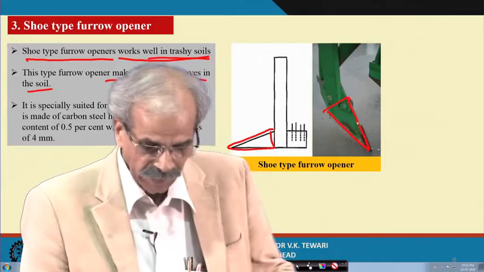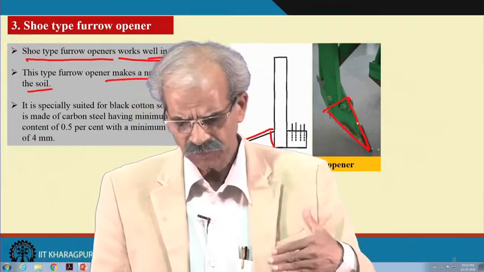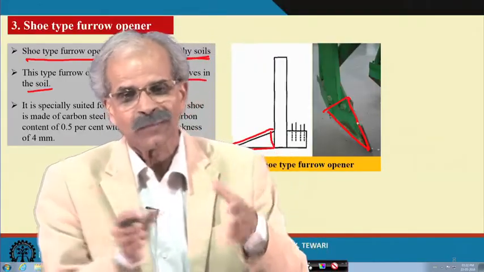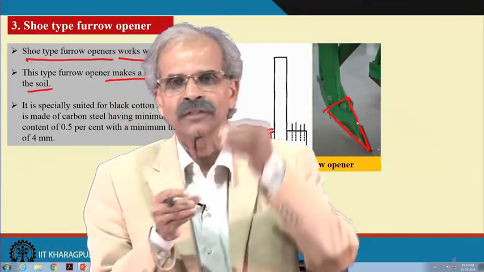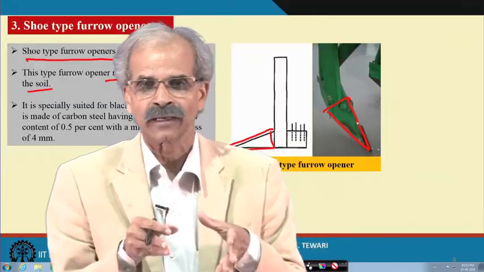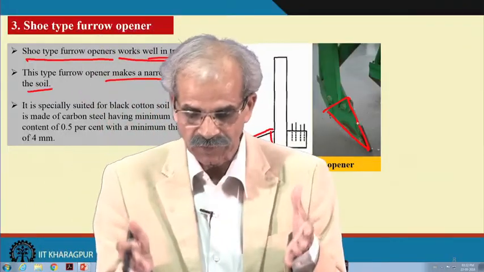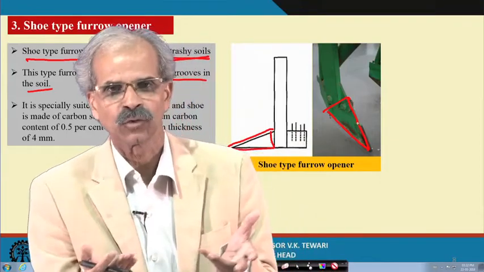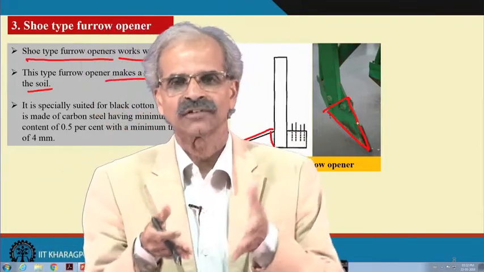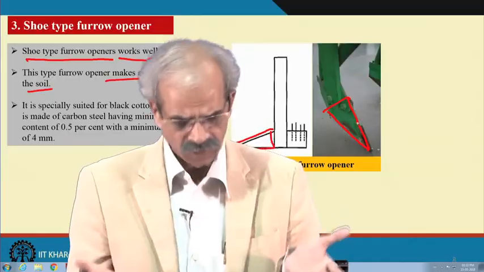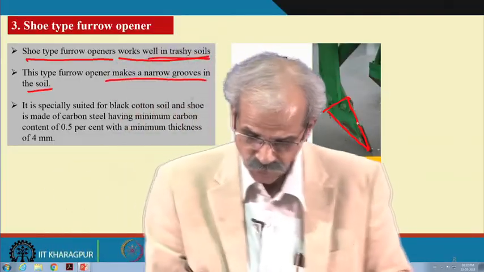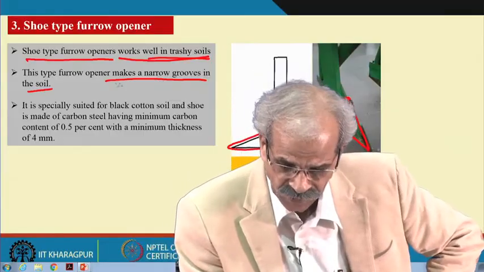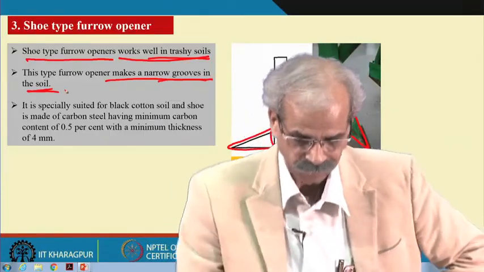So, it makes a narrow groove so that it does not disturb the trusses etc., they remain there, but it makes the groove for the seed to fall over there. Or if there is a fertilizer also connected there, then maybe side, depending upon whether you want a band placement or side placement, you can have this. So, the beauty of the design here is that it makes a narrow groove in the soil.